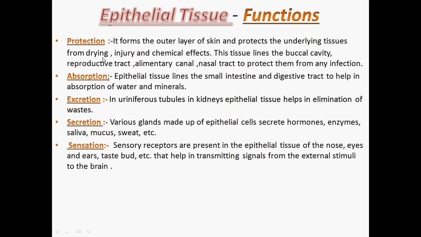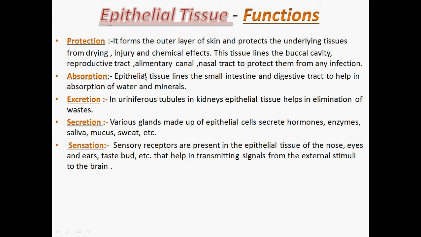As I explained, the main function of the epithelial tissue is protection. It can be skin, which protects underlying tissues from drying, injury, and any kind of chemical effects. And the tissues in the buccal cavity, which is in our mouth, in the reproductive tract, alimentary canal, and nasal tract also protect from infection. How it does this we will understand in detail through different types of epithelial tissue. The nasal tract has cilia, which do not allow the various dust particles and extra particles to enter inside our throat and towards our body tube.